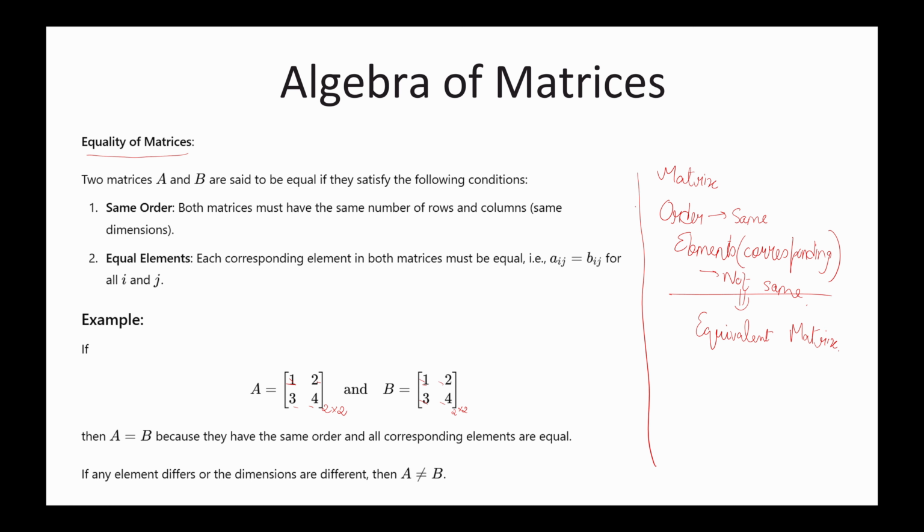Equal matrices are the ones where order is same as well as the elements are also same, and also the elements which are corresponding. For example, if I have my first matrix where I am representing each element by aij, and in my second matrix I am representing each element by bij, then these two must be equal to each other. That means a11 should be equal to b11, a21 should be equal to b21. So this is how we are supposed to write it down.